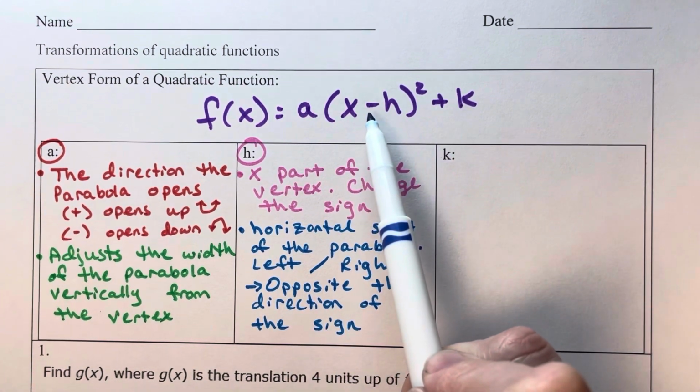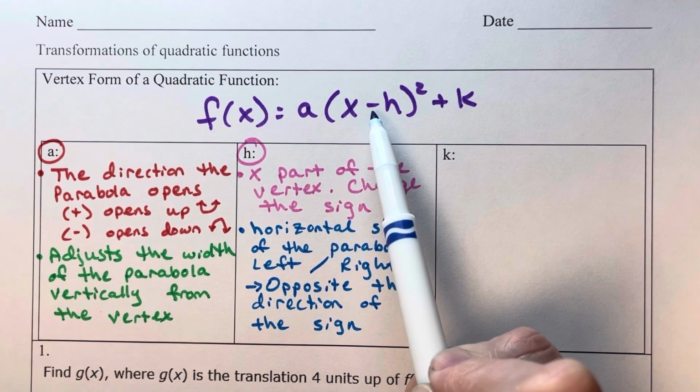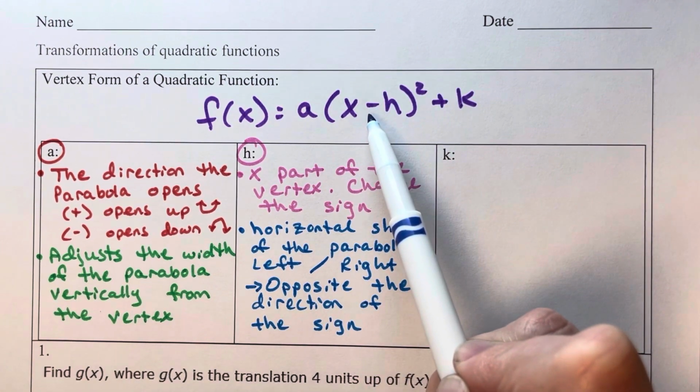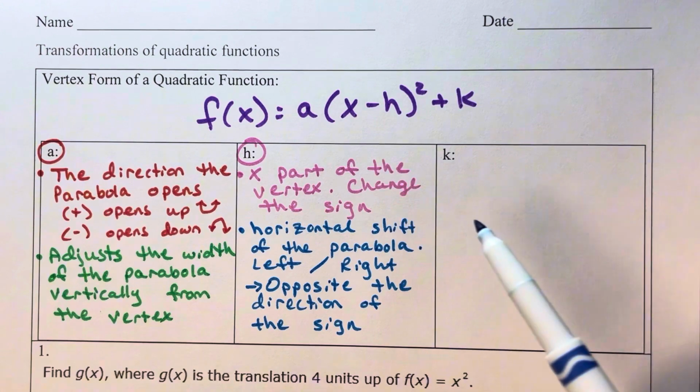What that means is if I have a minus here, my parabola is going to move to the right. We usually think of positive things on the right, but it goes opposite. So if I have a plus here, that means that my parabola will be shifted to the left, even though on the left, that's where all the negatives live. So we move opposite the direction of this sign right here.